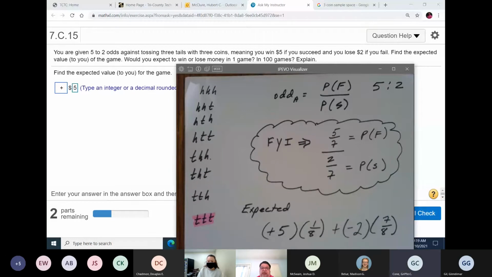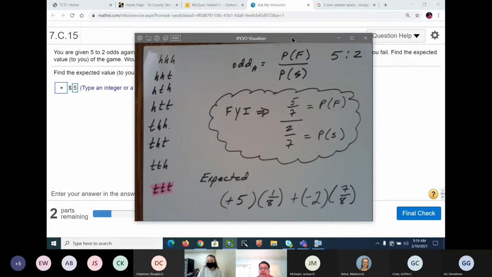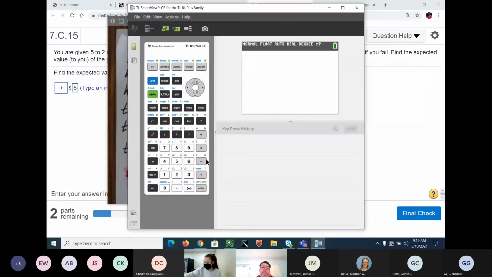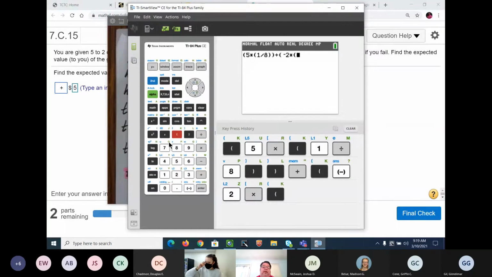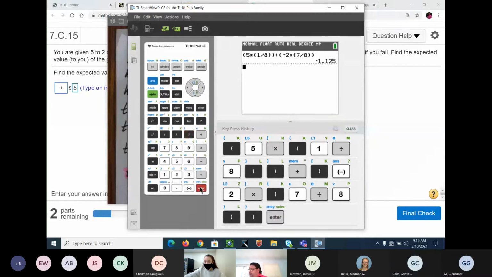So you punch that in your handy dandy calculator. So let's punch that in the handy dandy calculator. And you get 5 times parentheses 1 divided by 8, plus parentheses -2 times parentheses 7 divided by 8, and that's equal to -1.125.